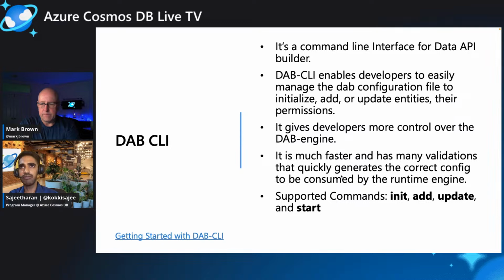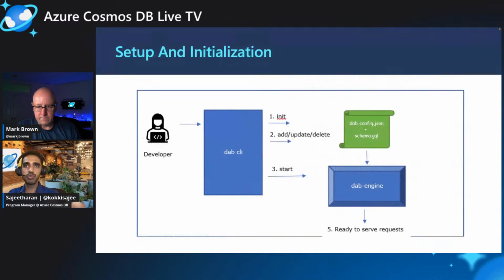So yeah, I have already explained what this Data API Builder CLI is. It's a command line interface which comes with some commands such as initialize, add, or update entities or their permissions. It gives developers the flexibility to control what they want to expose through REST and GraphQL, and you can see the supported commands. So this would be the experience.